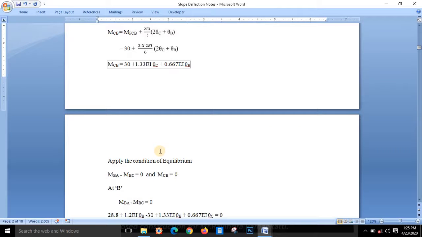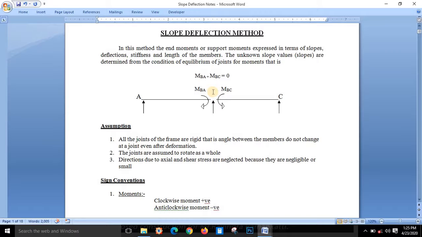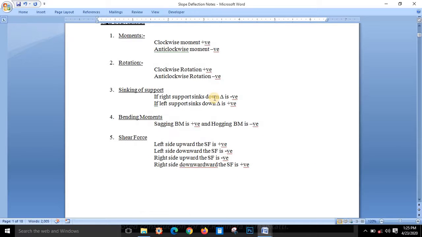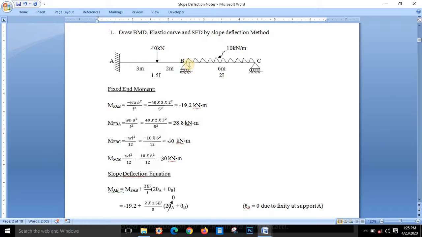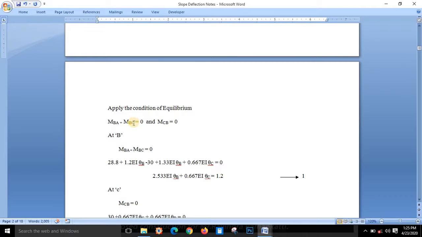Now applying the equilibrium conditions, which we have discussed previously. Let us think that there is a joint B over here. At joint B, MBA and MBC are equal and opposite. That is why this joint will be in equilibrium, meaning they are the same but opposite. So same concept we are going to use at joint B. If we add both MBA and MBC, it will be equal to 0.